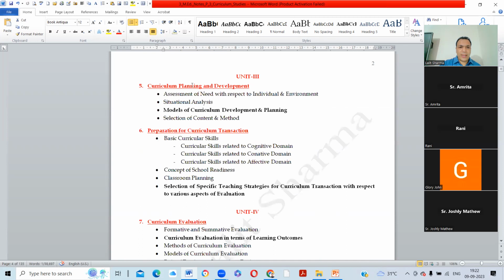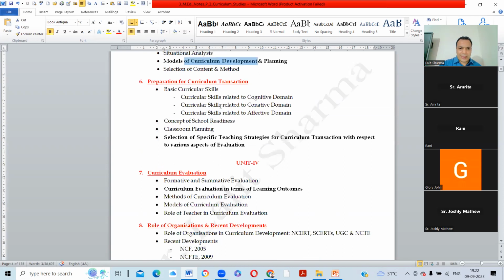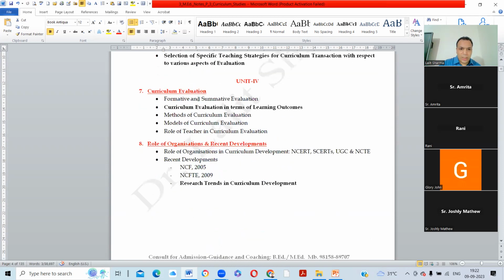Okay, unit 3 में curriculum planning and development में assessment and models of curriculum short में हमने किए थे, but ये वाला part हमारा रहता है. Under the unit 4, formative and summative methods and role of organizations and recent developments में NCERT, SCERT, ये देखो NCF and NCFTE 2009, right? And research trends in the curriculum development. So around we can say many we are done. Okay, rest part you can see in the guide.